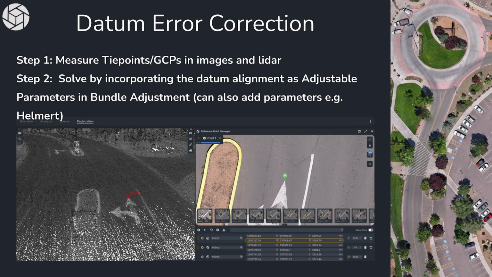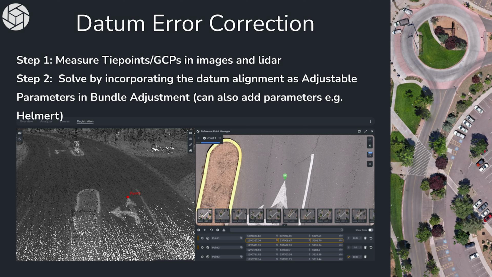So the first step of doing that is measuring tie points or ground control points, most commonly between the LiDAR data and the images, okay? So that's the first step, is you have to have observations from both the images and the LiDAR. And then we solve for these data misalignments as additional parameters in the bundle block adjustment, okay? Most commonly, it's either one 3D bias or a set of 3D biases in the data.